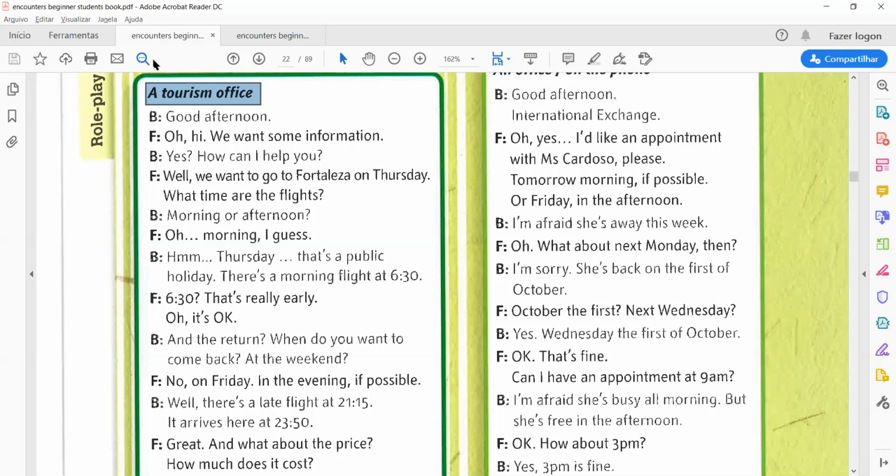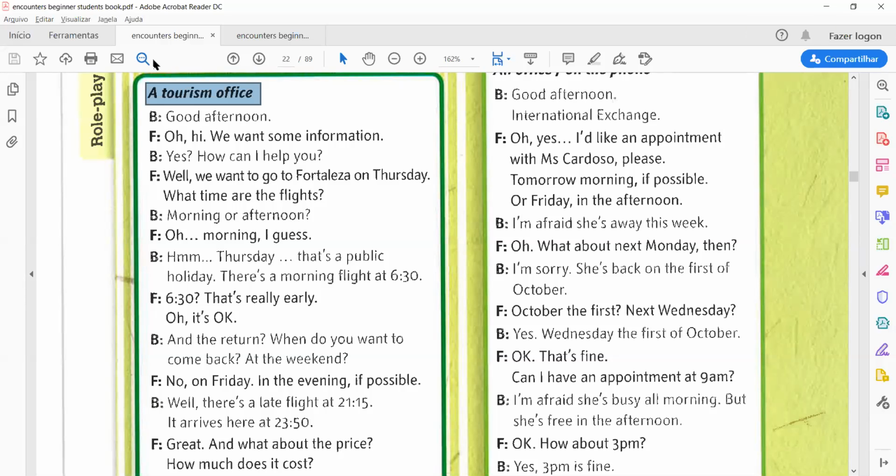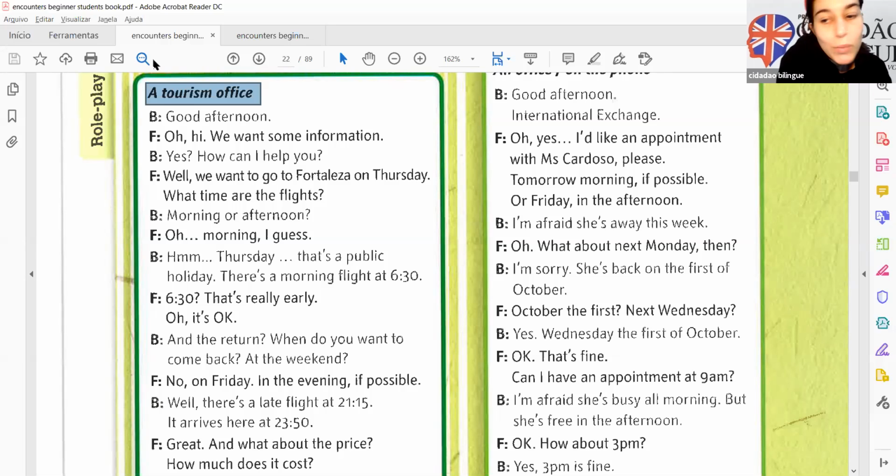And the return. And the return. Return. Assim? Yes. Calma. Tá. And the return, when do you want to come back? At the weekend. Eu não fiz nenhuma, weekend. Né? At the weekend. At the weekend. The weekend. Very good. No, on Friday. In the evening, if possible. Possible. Ah, possible.